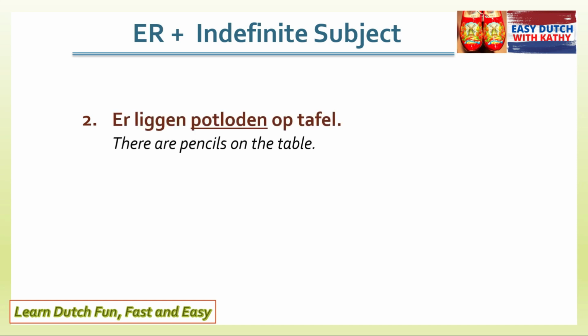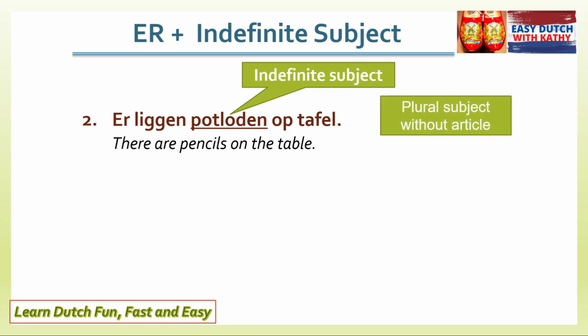Second, er liggen potloden op tafel. There are pencils on the table. Potloden is an indefinite subject because it's in plural and it goes without an article.